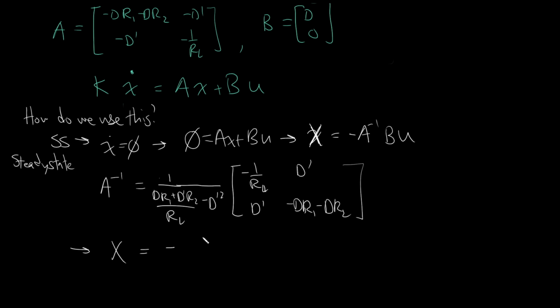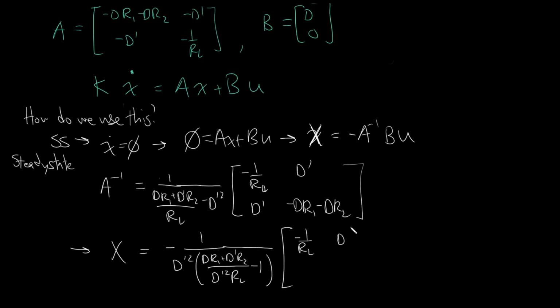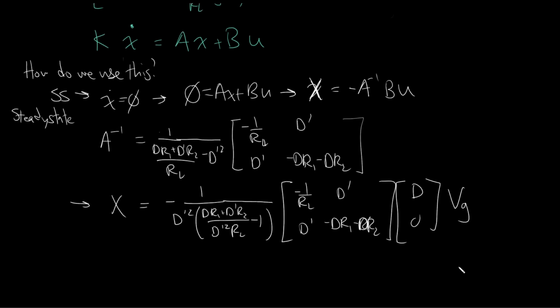So minus 1 over d prime squared, dr1 plus d prime r2 over d prime squared RL minus 1, minus 1 over RL d prime, there's a minus, oh, I've included the minus sign, minus dr1 minus dr2, right? So this is A inverse, then we have B, which is just D and 0, and then U in this case is just VG, right?